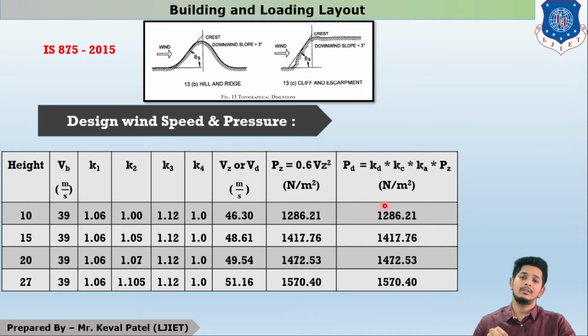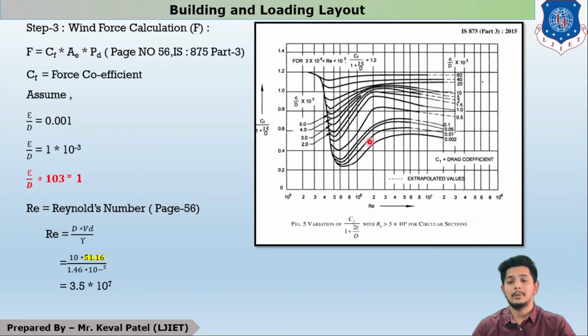So it will not change. So it will be the same as Pz. So that's it. Step 1 and step 2 are over here, in which we found out Vz, Pz and Pd. Let us move to the next step of this problem, that is step number 3, wind force calculation.